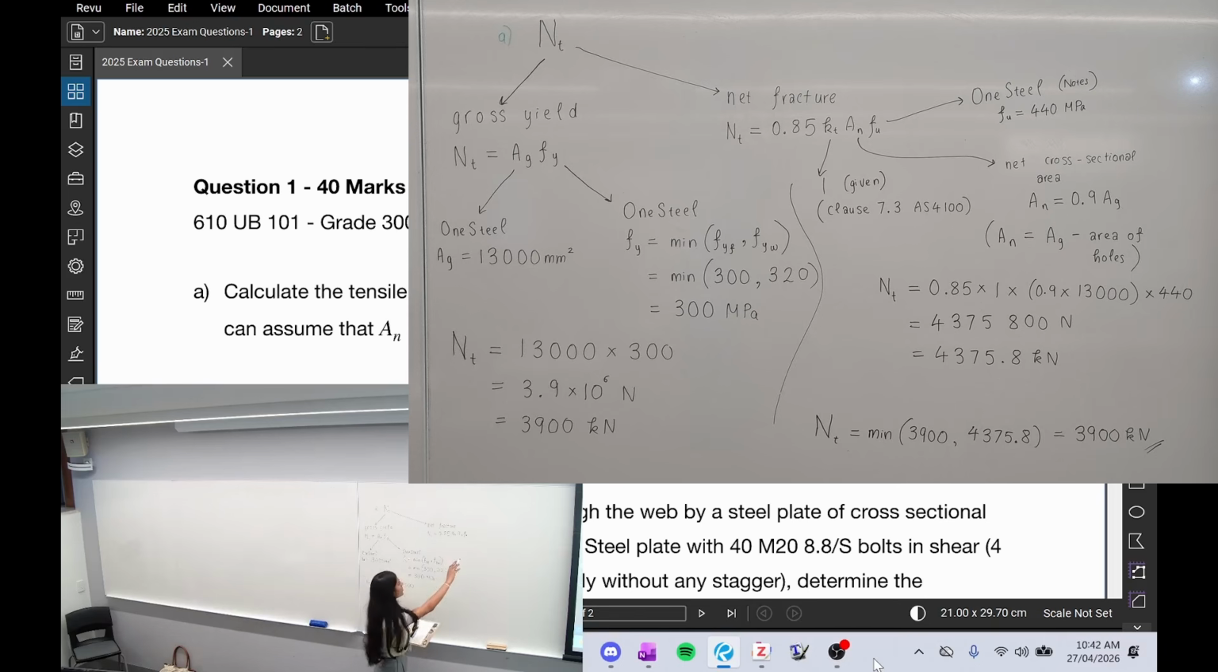We now want to do the same thing for the net fracture. We've got 3 more things that we want to find: k_t, A_N, and f_u. k_t they have actually given you in the question: k_t is going to be 1. If you don't have k_t given to you though, you can take it from clause 7.3 in AS 4100. If it is not given, you would just go to that clause, look it up, and find it from there.